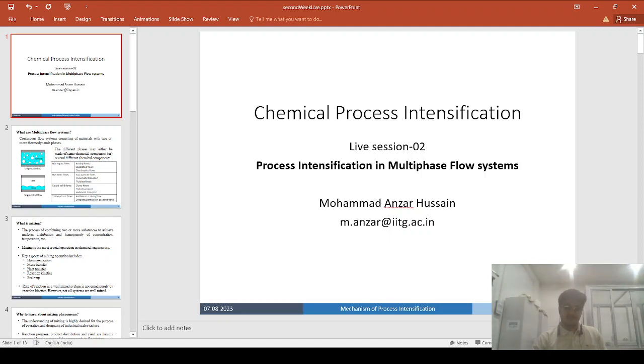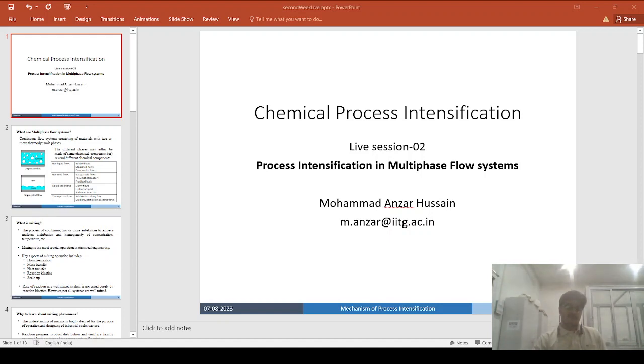Then we discussed why to learn about mixing phenomena, and the different levels and scales of mixing. The objective is to reduce the mixing time, and the different scales of mixing: macro mixing, meso mixing, and micro mixing, with the scale of operation, modes of operation, mechanism of operation, and time scale of macro mixing, meso mixing, and micro mixing.